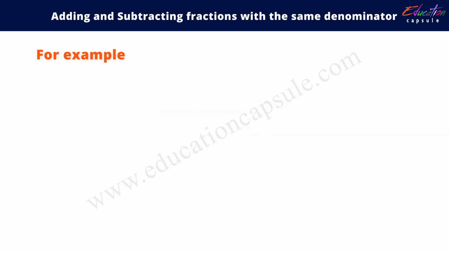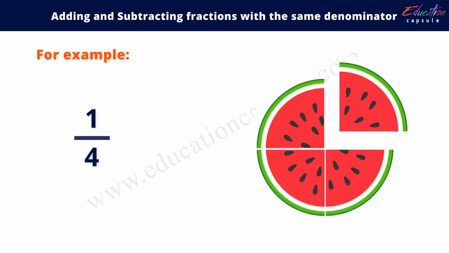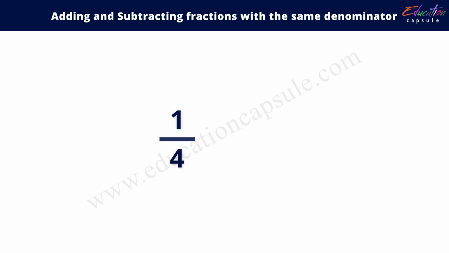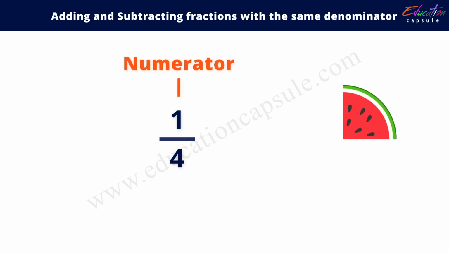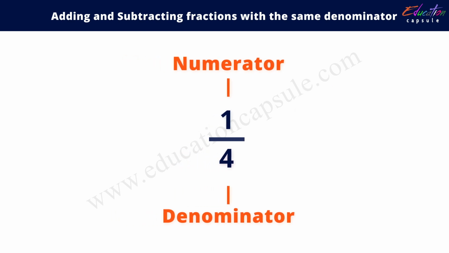For example, out of 4 parts of a watermelon, you get 1 part. And the fraction you have is 1/4, that is 1 out of 4. The top part of the fraction is called the numerator. It shows the number of parts that you have. The bottom part of the fraction is called the denominator. It shows the total number of parts the whole is divided into. We can represent it like this.